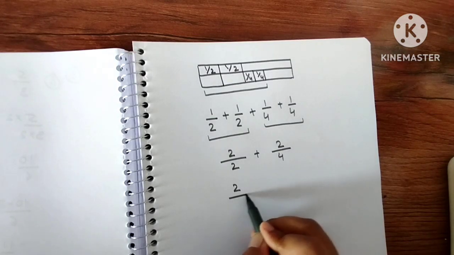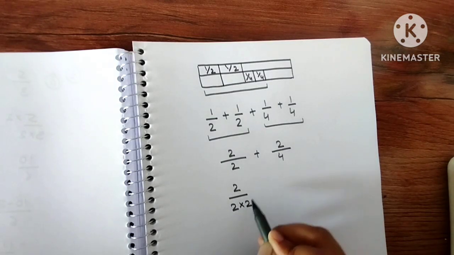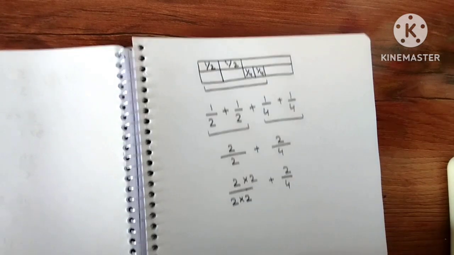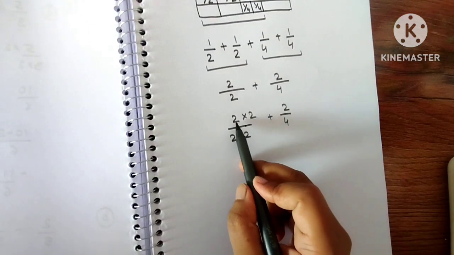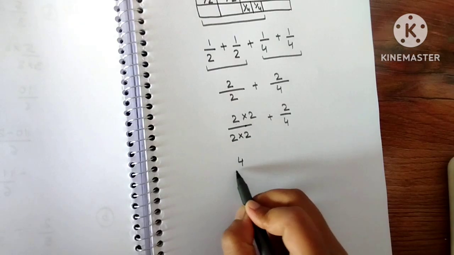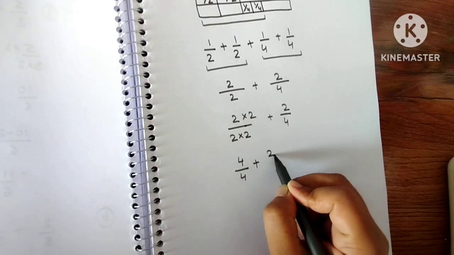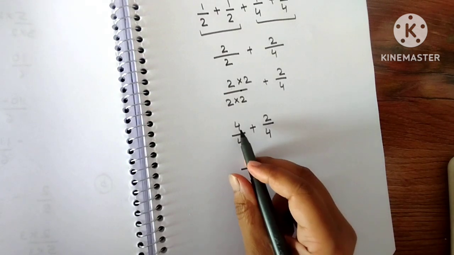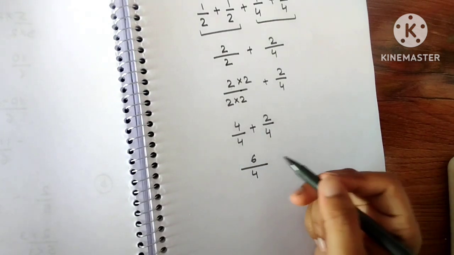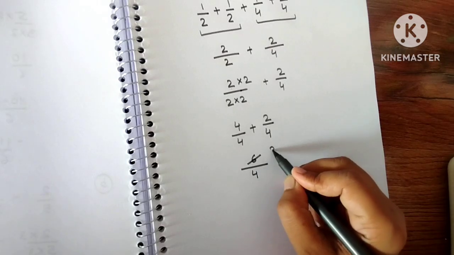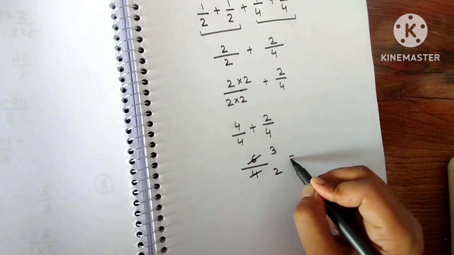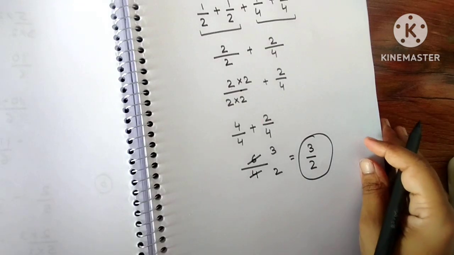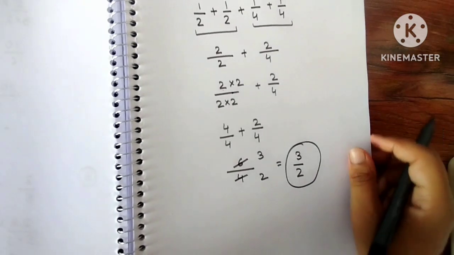Now what you can do? You can do the equivalent fraction thing to make the denominator equal. Only then you can add them. So 2 multiplied by 2 will give you 4 upon 4 plus 2 upon 4. Clear? Now 4 is the denominator. 4 plus 2, 6. Now you can simplify it. 2 3s are 6. 2 2s are 4. So what is your answer? 3 upon 2. Clear?